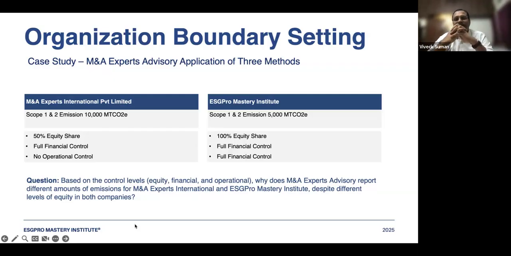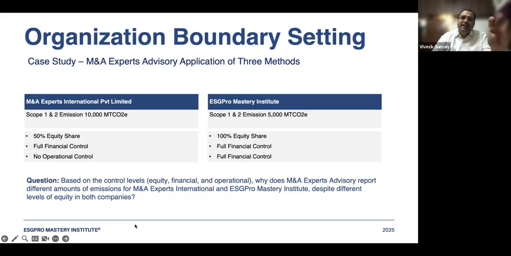Tell me this question. By the way, M&A Experts Advisory is a dummy company. It only has two operations. One is the international operation, second is the training institute. In the international operation, of course, there will be international travel involved. That's why the number is large. Scope 1 and 2 is large, which is 10,000. That is the actual emission; without that, I cannot deliver. But ESGPro Master Institute is based out of Bangalore. Mostly work is online, so the emission remains lower.